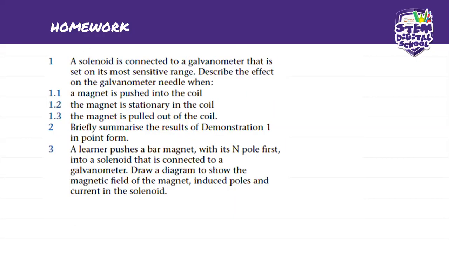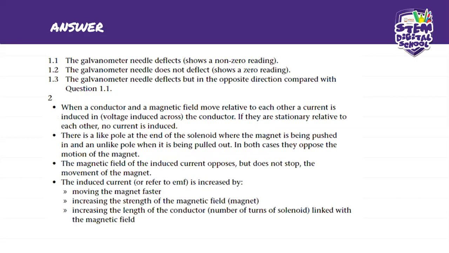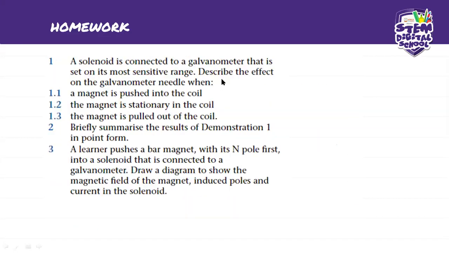Okay, so it says number two, the magnet is stationary in the coil. Remember what we said in our definition earlier on is that the magnet can be stationary in the coil, but as long as it forms part of the closed circuit of the coil, then there will be electricity that flows. So there will be electric current. So this answer should also be: does not deflect, shows a zero reading.